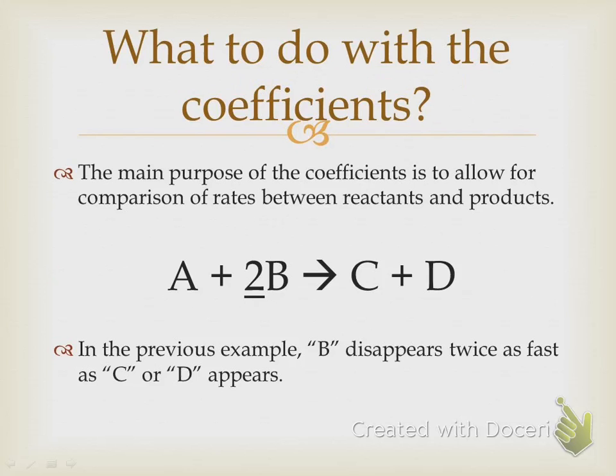Now, what do we do with the coefficients? Usually when we look at a chemical reaction, most times there is some coefficient there. How do we utilize this information, and does it play a part? Using our general equation given to us here, we're going to look at the comparison of the rates of the reactants and the products. What do I mean? Given this basic equation of A plus 2B yields C plus D, we'll look at this coefficient 2 sitting out front, and that lets us know that reactant B disappears twice as fast as products C and D are formed.